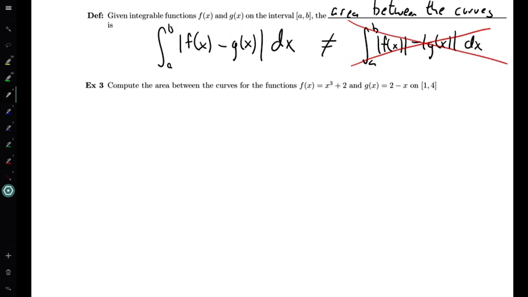difference of the functions. And so in order to figure out how to work with this absolute value here, it's generally going to be easier to think about which function is larger, because I want to take the larger function minus the smaller function. So we want to draw a picture here.